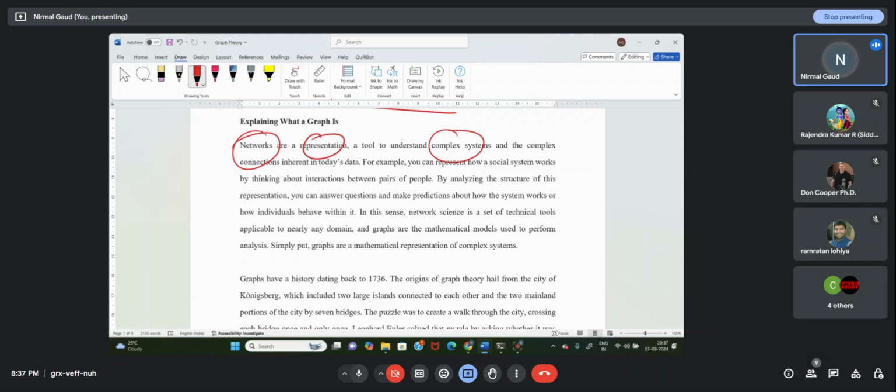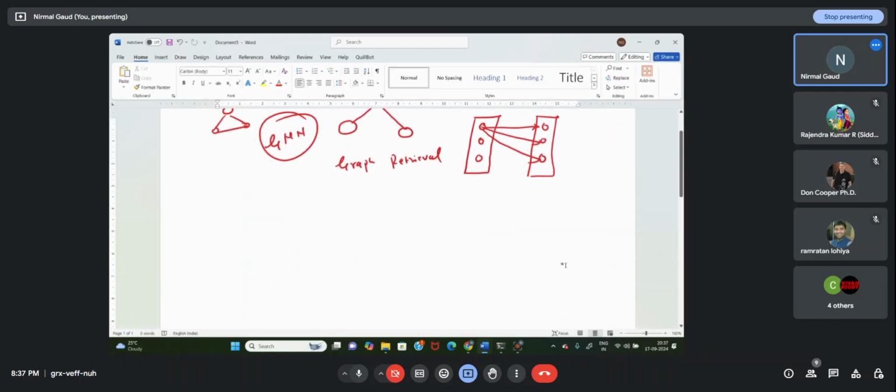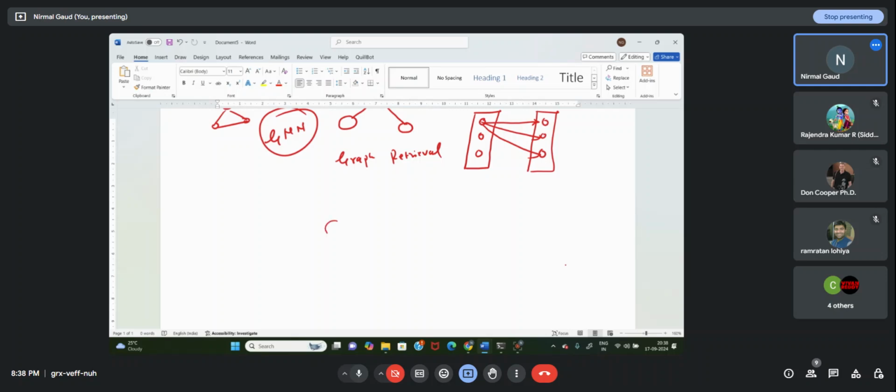For example, if I say social network, we are all connected with each other. So in order to understand our relationships, graph theory is important. I will have a diagram also ahead. If this is a common person between two people, A and B, you can see that it's a graph. This is the common person, this is C.